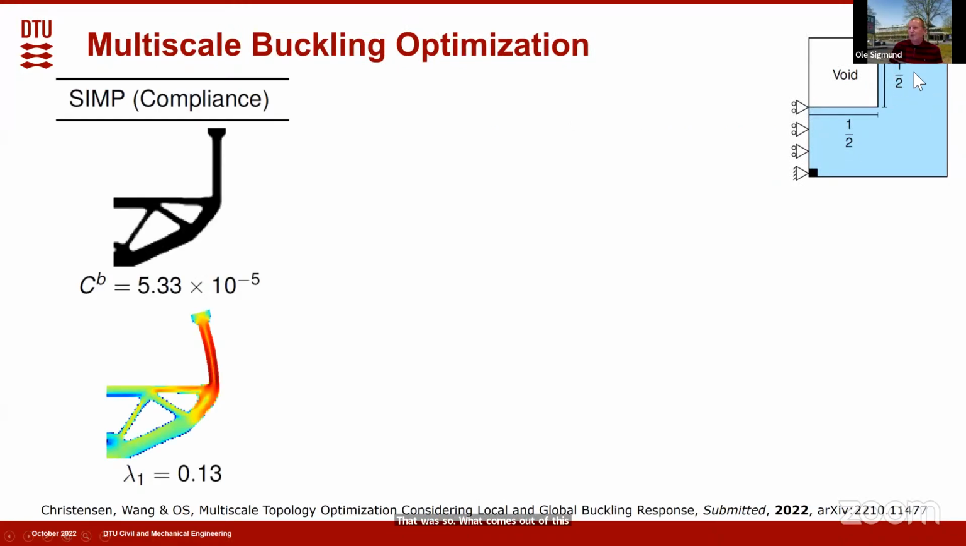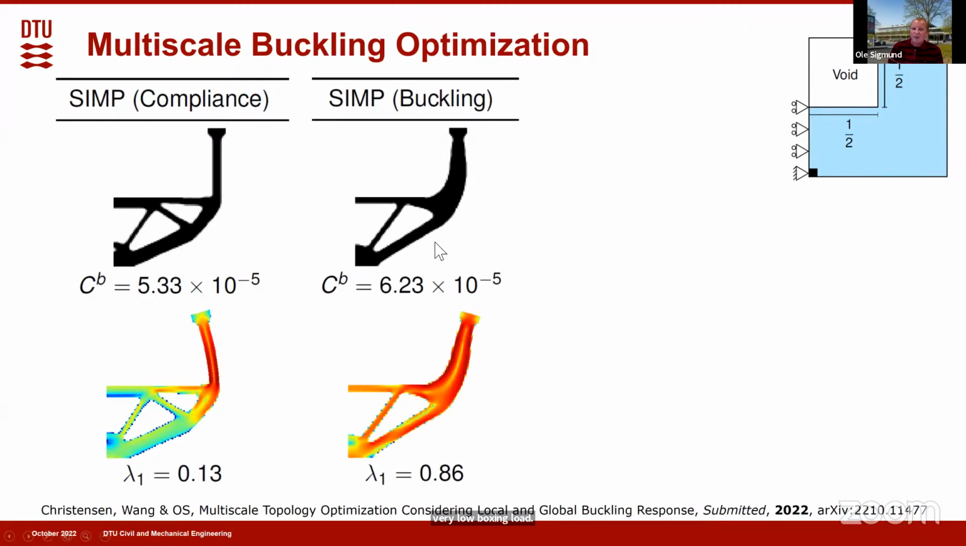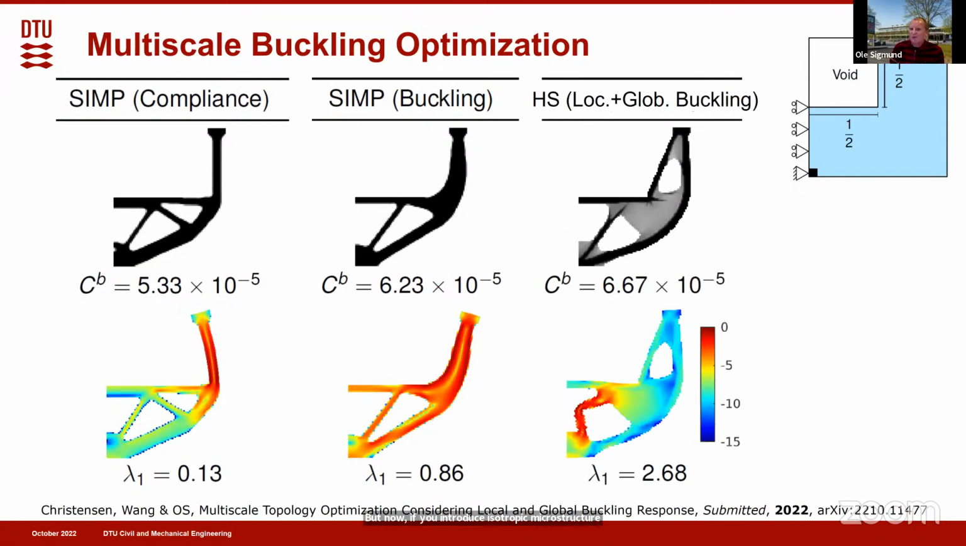So the test case we are looking at is a sort of rotated L-beam structure here. First, as a reference, we do the compliance design. We just get a vertical column here that obviously has a very low buckling load. If we do buckling optimization still with the SIMP approach, we have a slightly higher compliance and a much higher buckling load. But now if we introduce isotropic microstructure with variable density and the local and global buckling constraint, then we see again that we slightly increase the compliance, but again, we get a much, much higher buckling load here. So this is, I believe, the first case of considering simultaneously local and global buckling load.